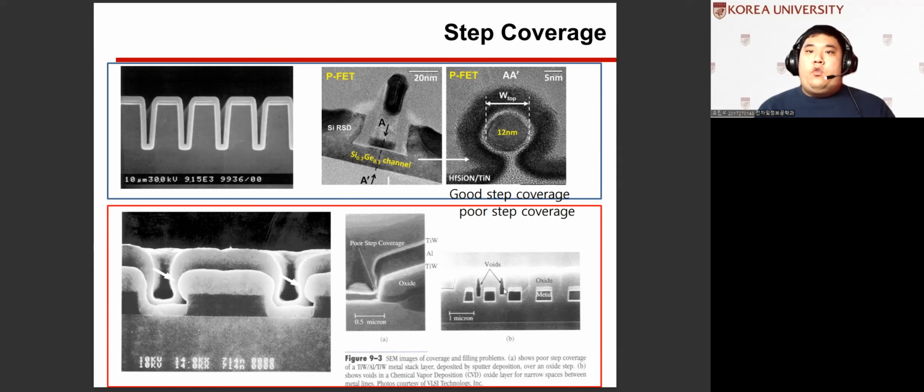We can make this void between these structures to cut the structures from capacitive coupling.